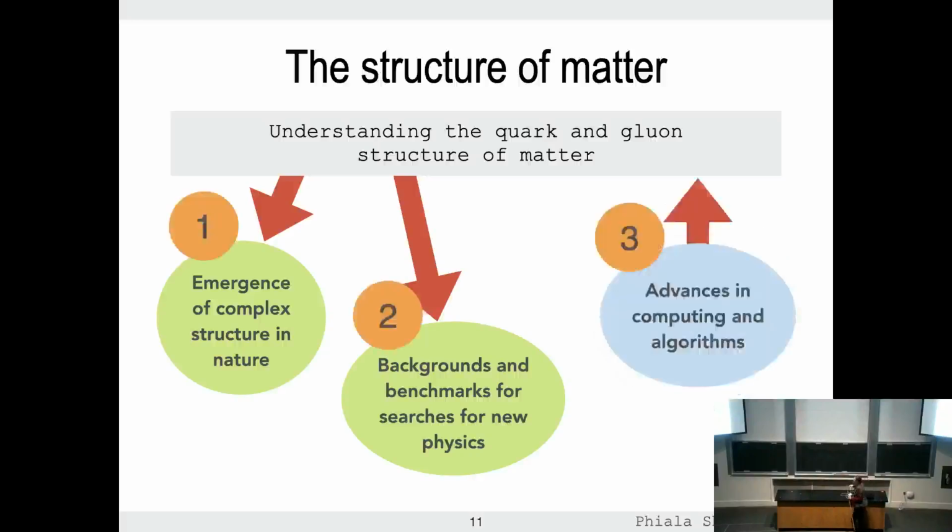So that's also the structure of this talk. After a little bit more introduction, I'll give you some examples from recent work in the last few years in both of these categories. And then at the end, I'll circle back around and tell you about how advances in supercomputing and algorithms are feeding back into this circle, this drive to understand the structure of matter from first principles.